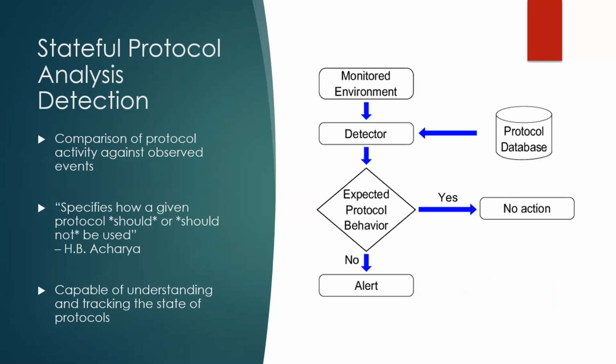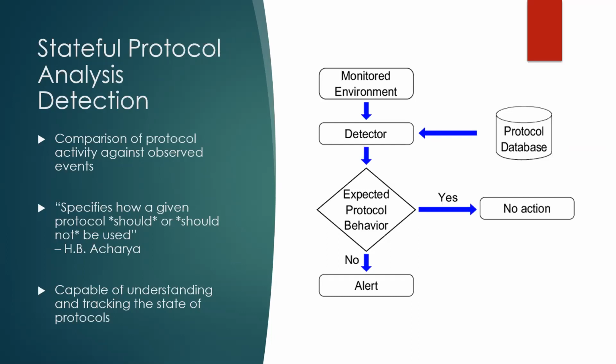Stateful protocol analysis detection is the comparison of known protocol activity versus observed events. Vendor-specific profiles will define how a given protocol should or should not be used. Stateful protocol analysis is capable of understanding and tracking the state of a protocol. For example, FTP starts in an unauthenticated state. Only a few commands should be seen in this state. If commands that require authentication occur, then this can be labeled as malicious activity.